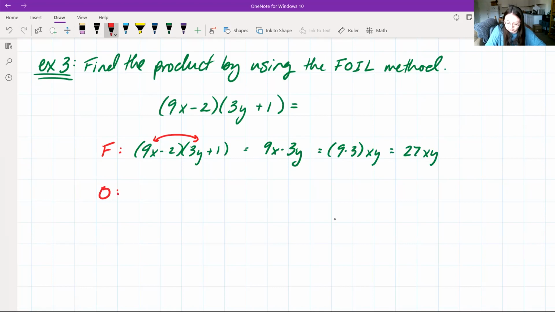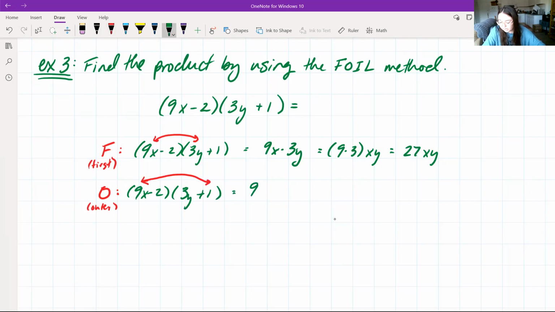Now O, let's label these first. Outer. So our outer terms in this case, when we write them again, 9x minus 2 times 3y plus 1. Our outer terms are going to be 9x times 1. We're going to get 9x times 1, which is just 9x.